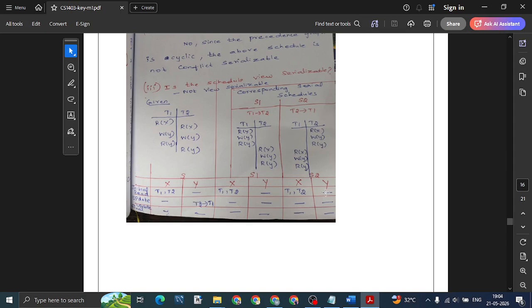And what about the last one? Here also the read and write are between the same transaction, T1 only. So it is not at all equivalent to the first given schedule. So by comparing all this, we conclude that since the given schedule and the corresponding serial schedule are not equivalent at all, it is not view serializable.